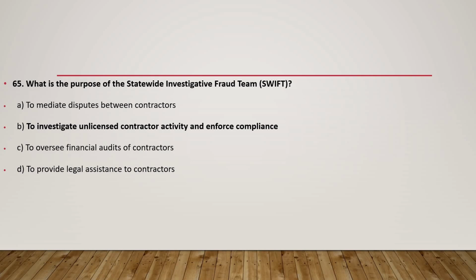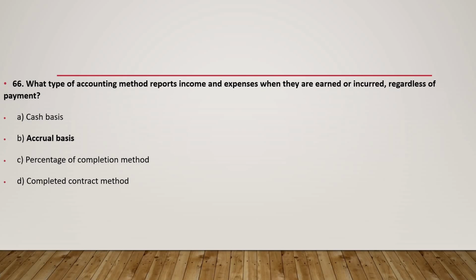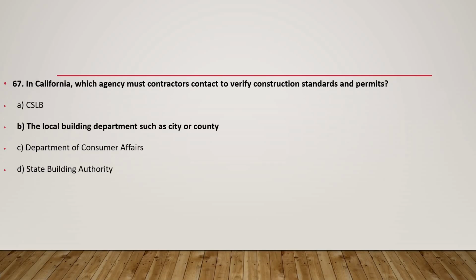65. What is the purpose of the Statewide Investigative Fraud Team, SWIFT? B. To investigate unlicensed contractor activity and enforce compliance. 66. What type of accounting method reports income and expenses when they are earned or incurred, regardless of payment? B. Accrual basis. 67. In California, which agency must contractors contact to verify construction standards and permits? B. The local building department, such as city or county.